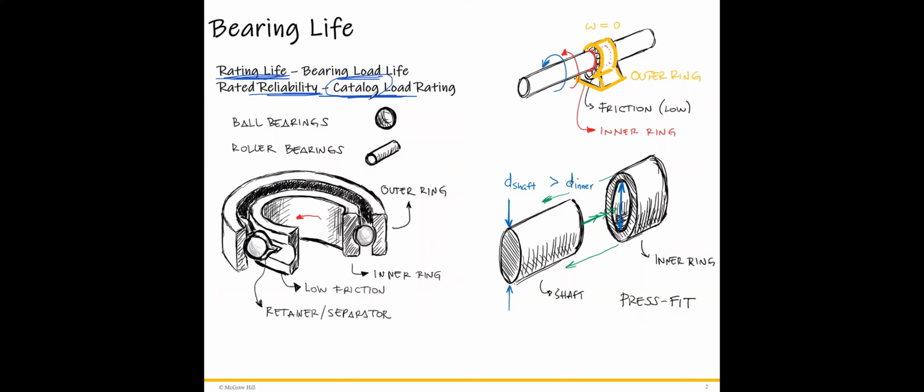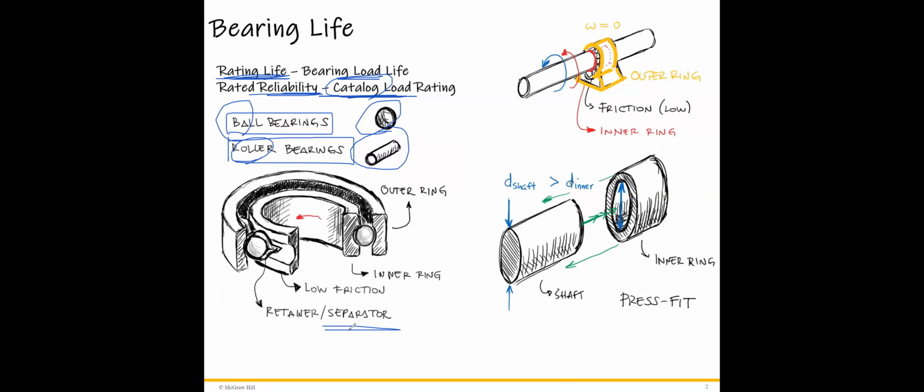And the classification of the bearings has two types. The first is the ball bearing, and the other is the roller bearing. Obviously, for the ball bearing, the balls sit between the inner and the outer ring, and for the roller bearing, it's a cylindrical rod or a taper roller between the inner and outer ring. And the separator is used to separate the balls from the inner and outer ring.